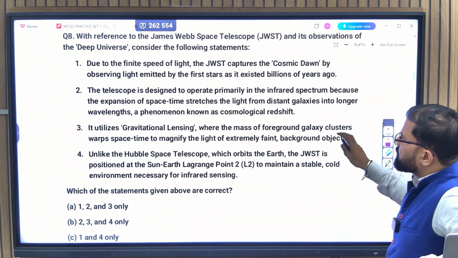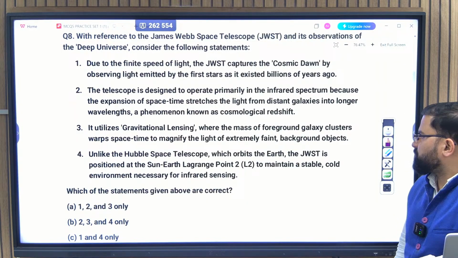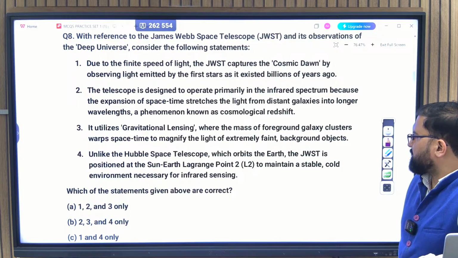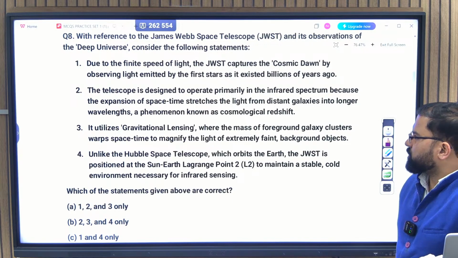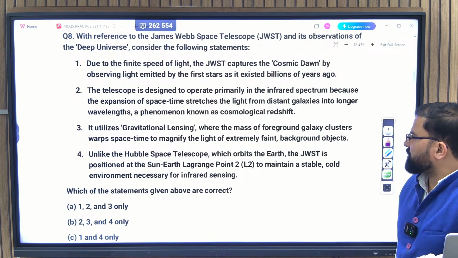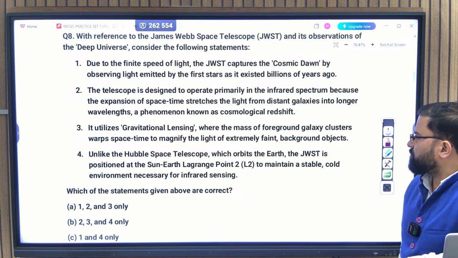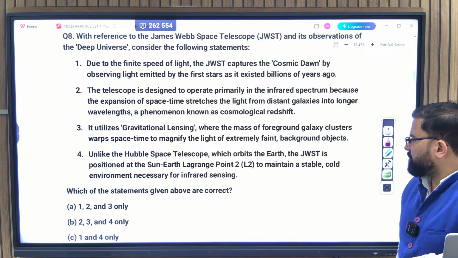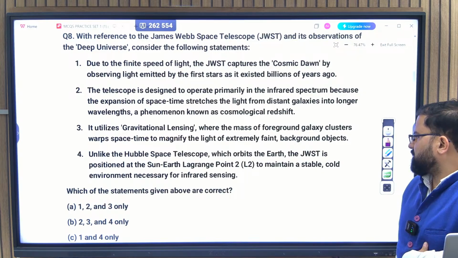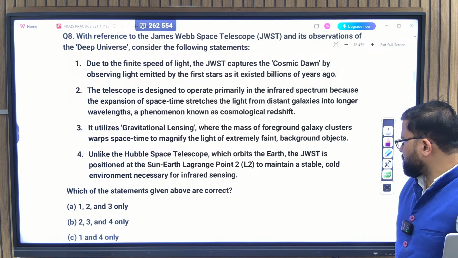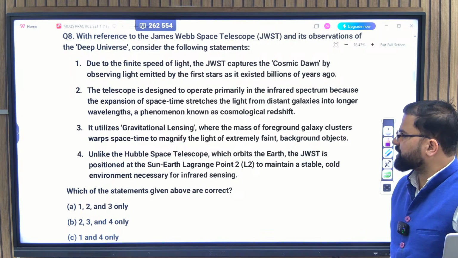Consider the following statement. Due to the finite speed of light, James Webb Space Telescope captured the cosmic dawn by observing light emitted by the first star as it existed billions of years ago. The telescope is designed to operate primarily in the infrared spectrum because the expansion of space-time stretches the light from the distant galaxies into the longer wavelength, a phenomenon called cosmological redshift. It utilizes gravitational lensing concept. Unlike the Hubble Space Telescope, which orbits the Earth, James Webb Space Telescope is positioned at the Sun-Earth system Lagrange point L2 to maintain a stable cold environment necessary for infrared sensing.